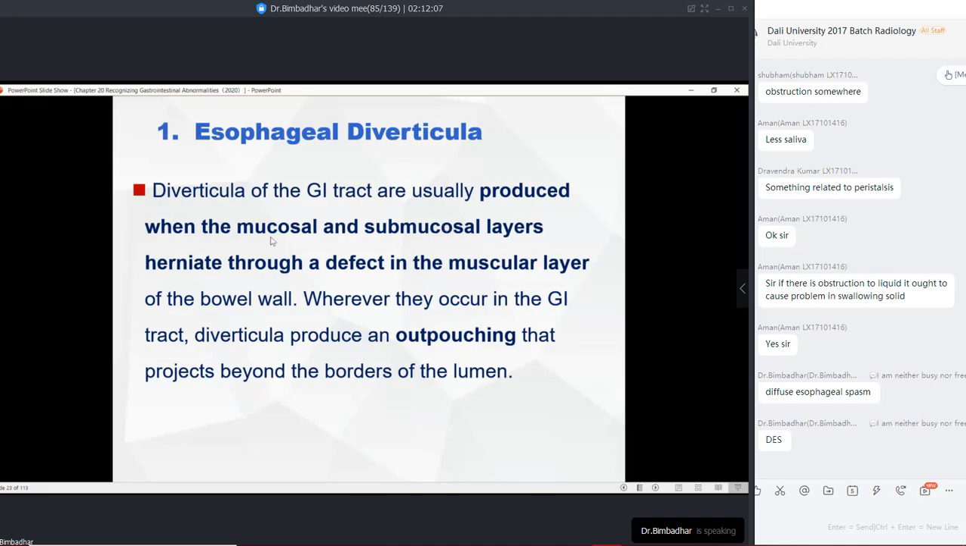Esophageal diverticula is a fairly easy diagnosis to make. Diverticula of the GI tract is usually produced when the mucosal or submucosal layers herniate through a defect in the muscular layers of the bowel wall. Diverticula is a condition where there will be a problem in which the mucosal and submucosal layers herniate through the muscular wall.